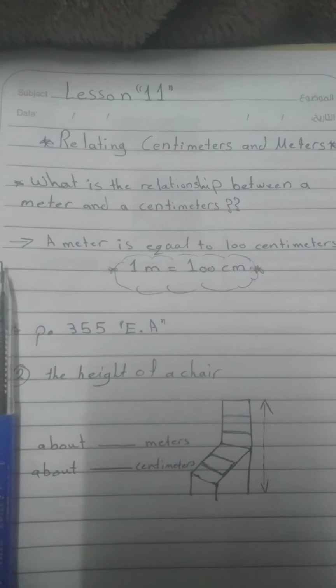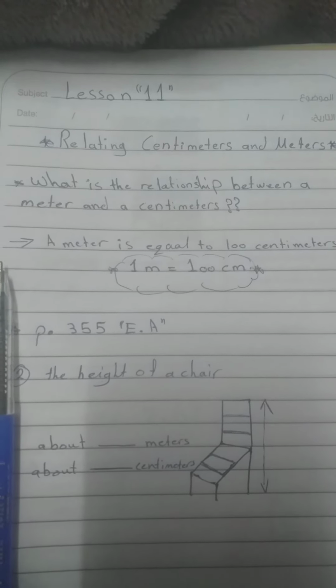Now here we have a whiteboard. If we measure it using meters, it's nearly about 3 meters. And what about centimeters? 3 meters equals how many centimeters? Equals 300 centimeters. So, don't forget that 1 meter equals 100 centimeters. You have to remember it all the time, in order to know how to measure any object by meters and by centimeters, okay?